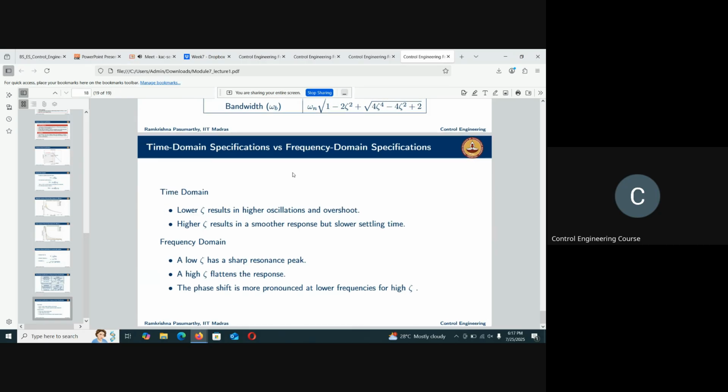So in time domain, if you lower the zeta, it results in higher oscillation. In the frequency domain, if you lower the zeta, it leads to a sharper resonance peak. Instead of overshoot, you'll have a resonant peak here. And then a high zeta flattens the response in frequency domain, whereas here it results in a smoother and slower response.